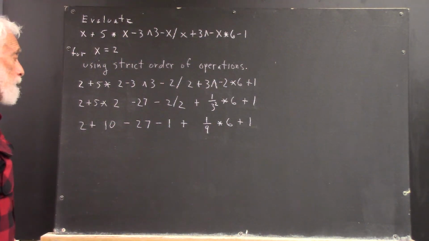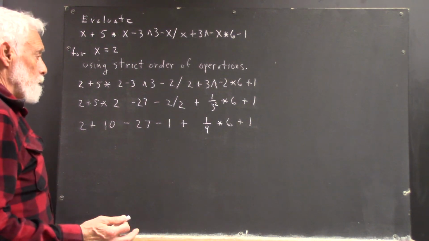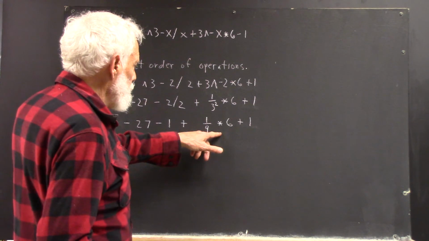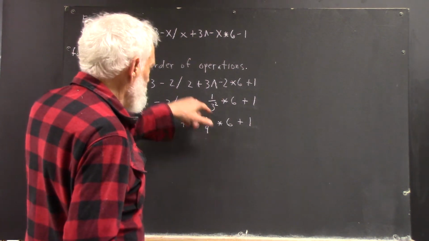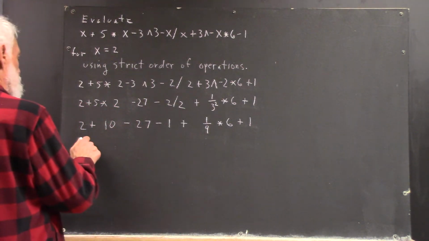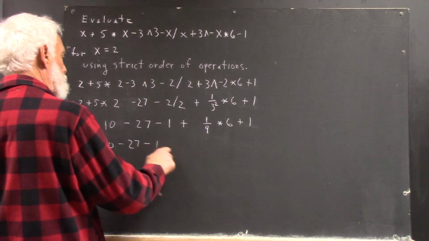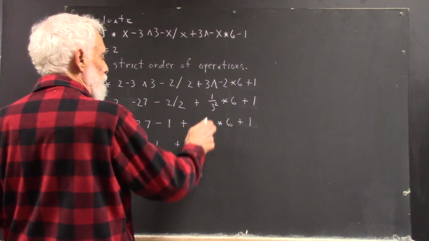Now, what do we do next? Well, we have to do this multiplication. And we've got an extra step here because of what I did there, but that's okay. We have 2 plus 10 minus 27 minus 1 plus, well, that's 6/9.